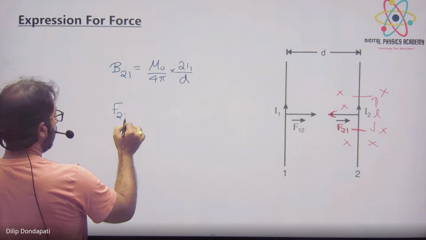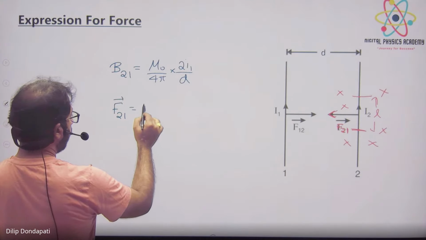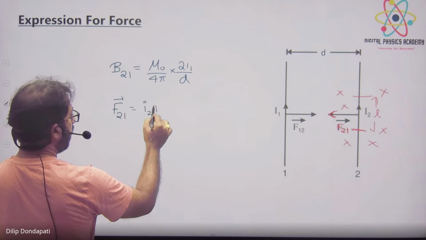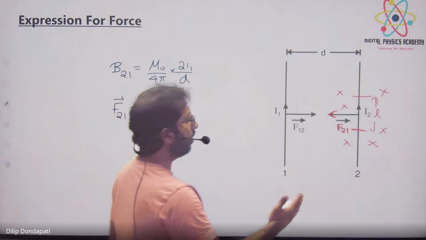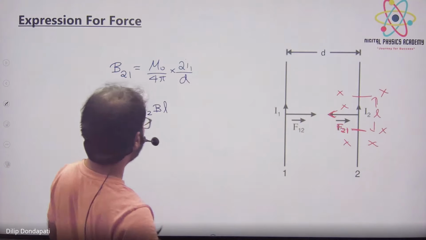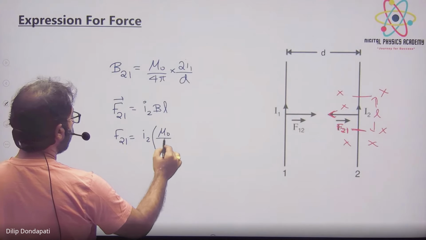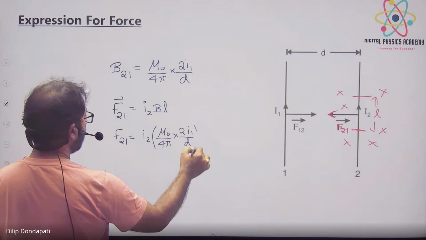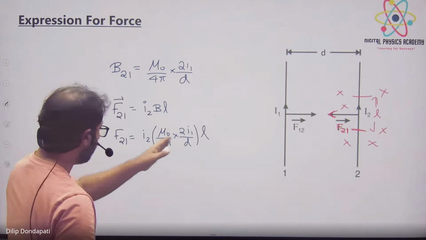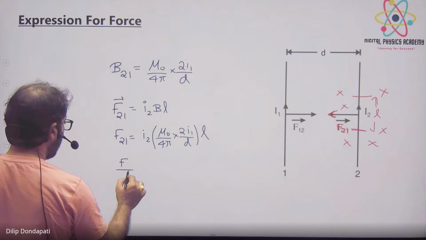F21 is equal to I2 B L, where the length is L. The angle between the length and the magnetic field is 90 degrees, so sin 90, right? Now substitute B: F21 is equal to I2 into mu naught by 4 pi into 2 I1 by D times the length. Now bring the length to the other side, so I'm writing F by L.